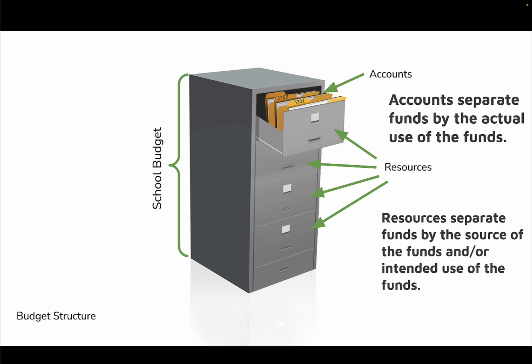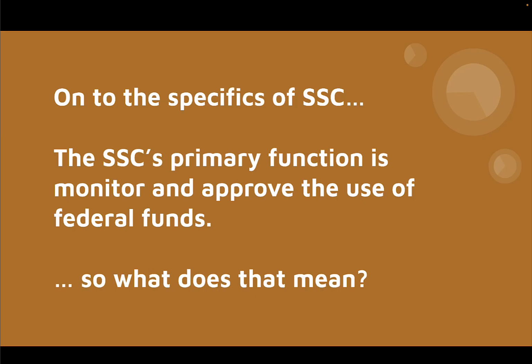Now, these resources are separated by the intended use of the fund. So for instance, Title I funds are really meant for a certain group of students and can be used in certain ways, whereas visual and performing arts, Prop 28 funds, are meant for a completely different use, and those two things would be housed in different resources. They could both have the same accounts, but the overall target of those funds are different.